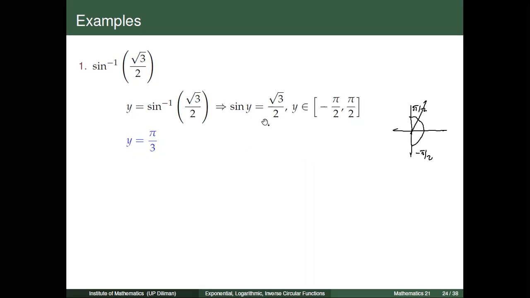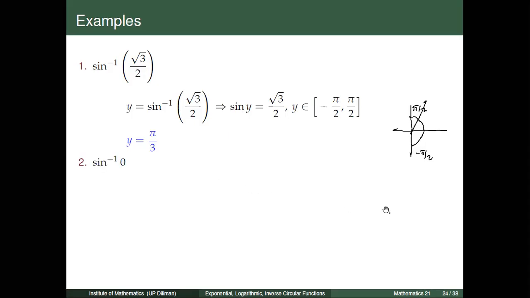Okay. Note that there are actually infinitely many solutions to this equation. For instance, 2 pi over 3 also satisfies this equation. Sine of 2 pi over 3 equals square root of 3 over 2. And we can add integer multiples of 2 pi to these two angles in order to get all the solutions to this equation. But in this interval, negative pi over 2 to pi over 2, we are sure that there is only one solution to this equation. And in this case, it's pi over 3.